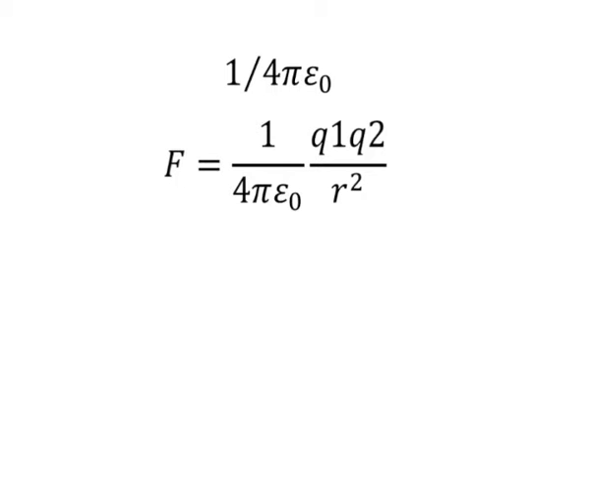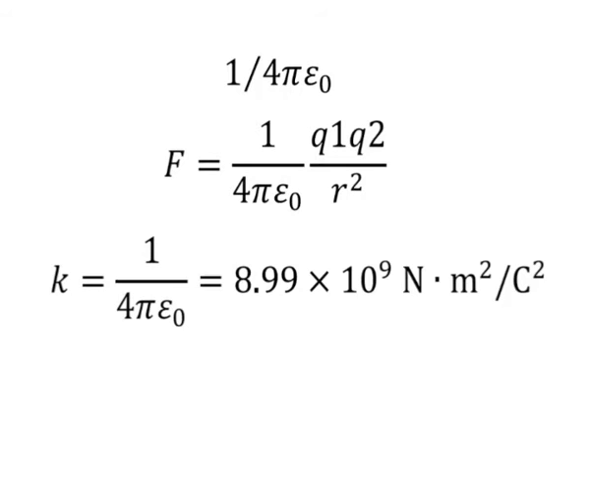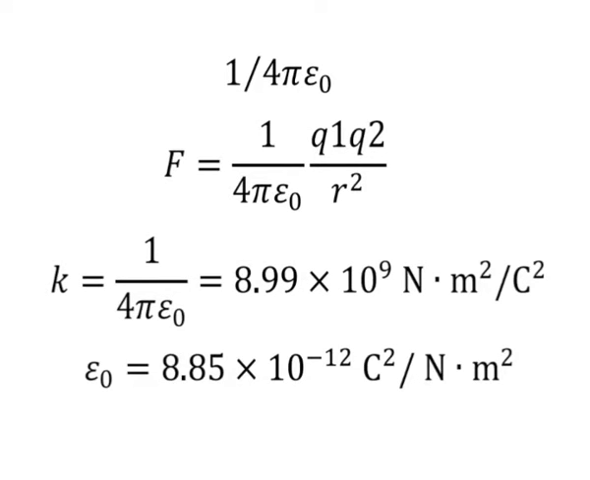The constant in the equation has a value of k = 8.99 × 10^9 N·m²/C². The quantity ε0, called the permittivity constant, sometimes appears separately in equations and is equal to 8.85 × 10^-12 C²/(N·m²).